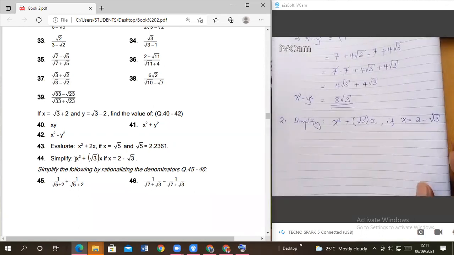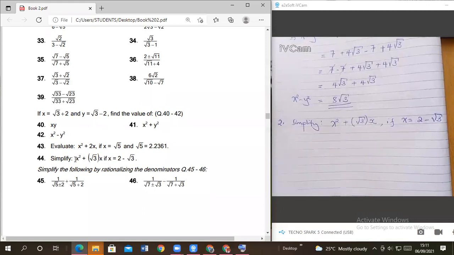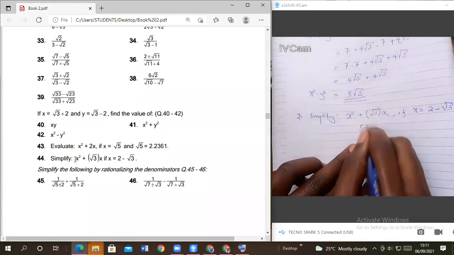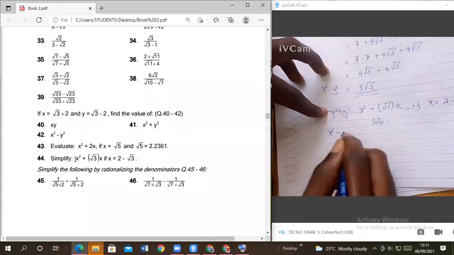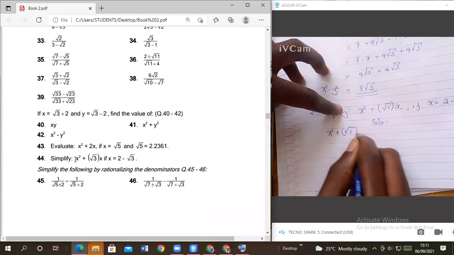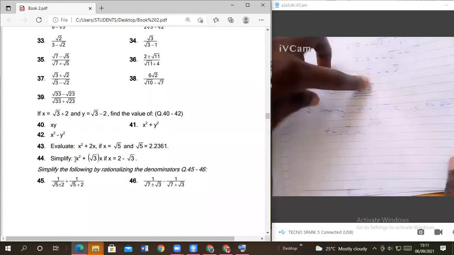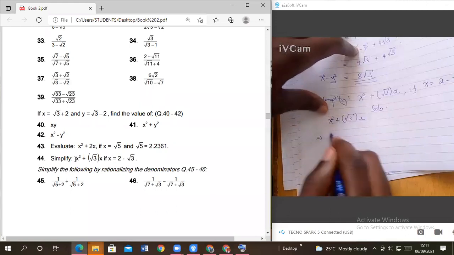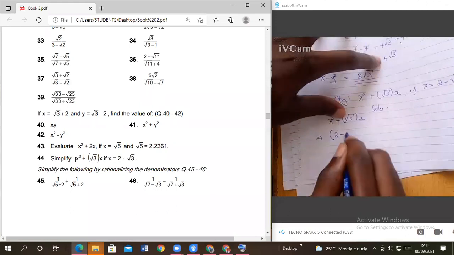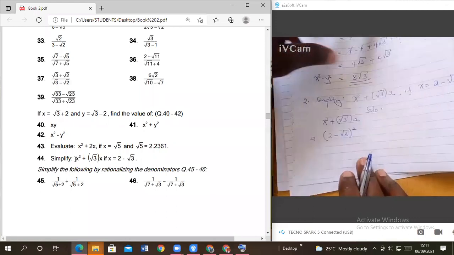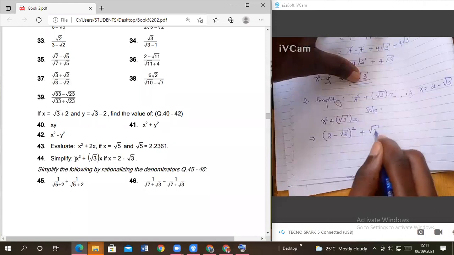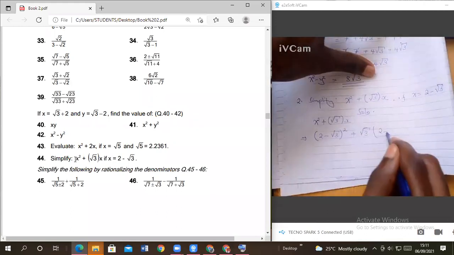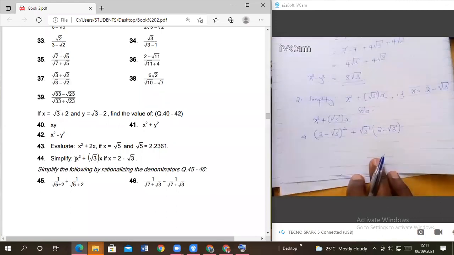Simplify x squared plus root of 3x if x is equal to 2 minus root of 3. So what are we going to do there? We substitute, not so? We just substitute. So let's look at the solution. We shall have x squared plus root of 3 into x. So x is 2 minus root of 3, squared, plus root of 3 into x, which is 2 minus root of 3.